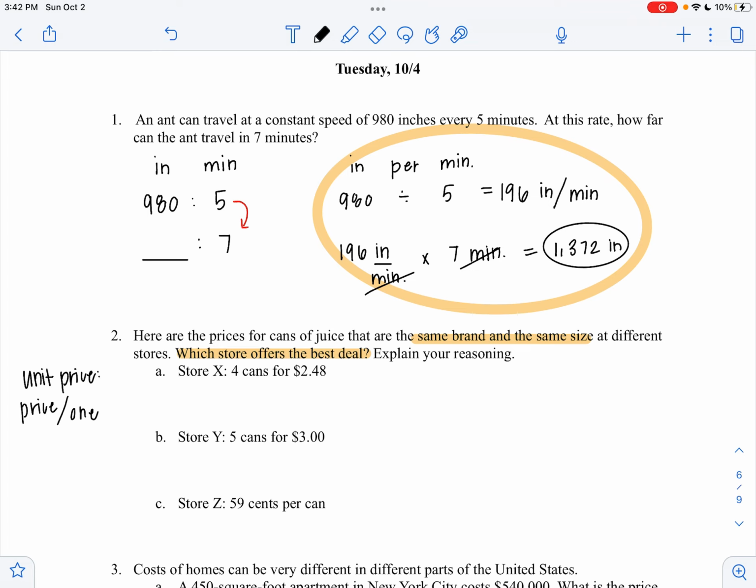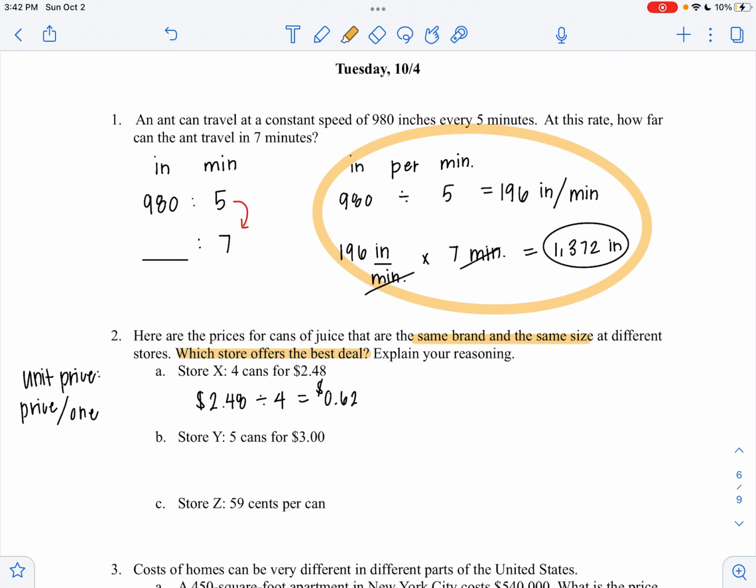So I'll show you an example. In store X, I have 4 cans for $2.48. If I split up $2.48 between 4 cans, I can find the cost per 1 can. $2.48 divided by 4 is equal to 62 cents.